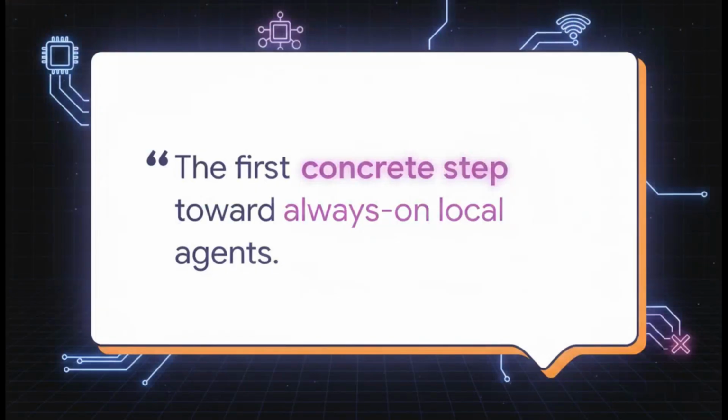And hey, this isn't just internet hype. Meta themselves stated that the release of Muse Glimmer is, quote, the first concrete step toward always-on local agents. Getting that kind of validation from one of the biggest tech companies on Earth is powerful. It really signals that the era of relying entirely on the cloud is ending, and the era of powerful, localized, always-on AI companions is officially beginning.